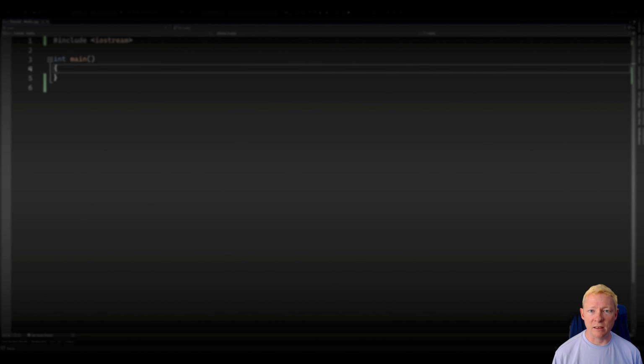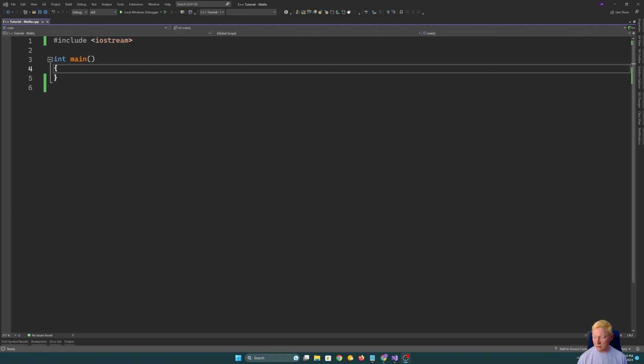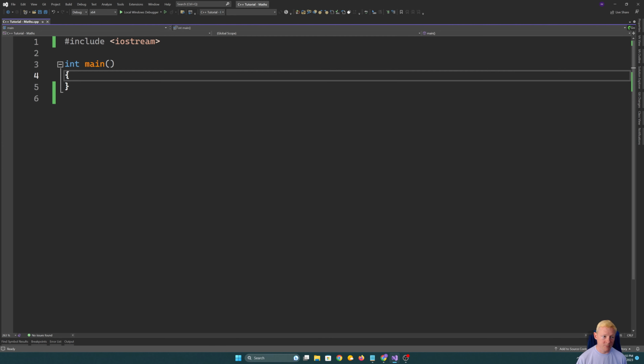So this time around we are going to be taking a look at maths, and in particular how we can do a lot of common maths things we often need to do in games and do that in C++. So let's dive on in. There are a lot of common things that we need to do, and that's really going to be the focus of this.